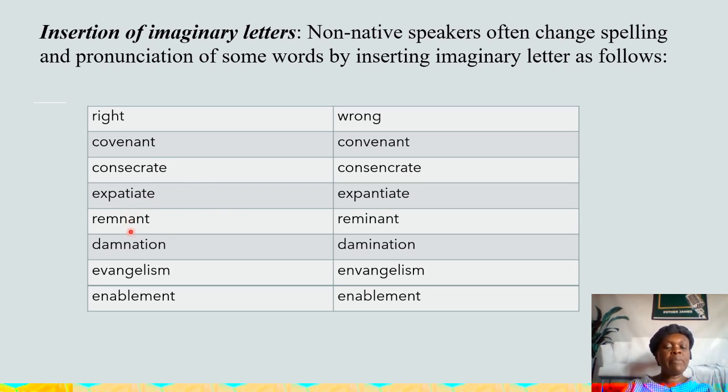The next one is remnant, not "remnant" with an imaginary letter. Don't put your personal I. We have damnation, not "damnation" with an added sound. The next one is evangelism, not "evangelism" with an inserted sound. Don't put your personal N in. Please don't say the wrong form, but say evangelism.